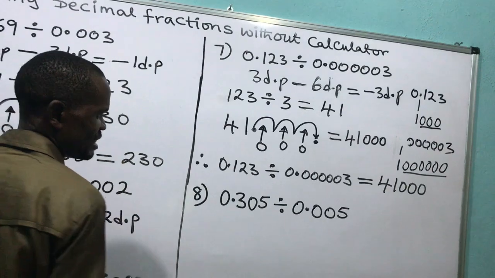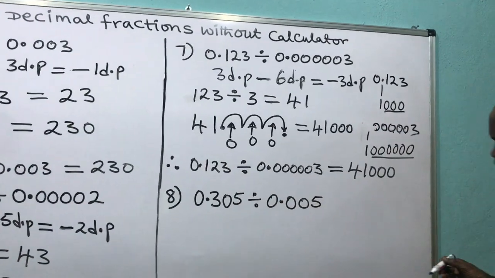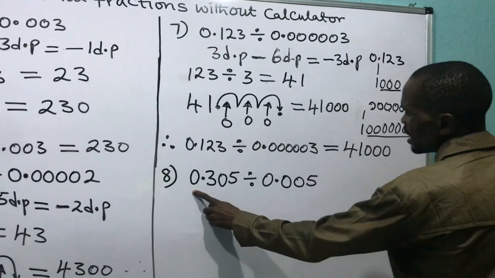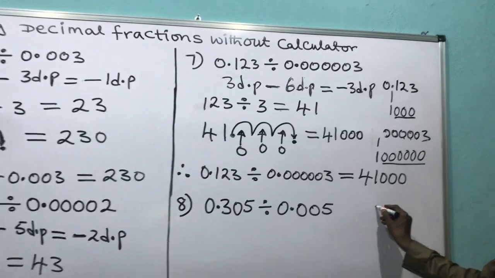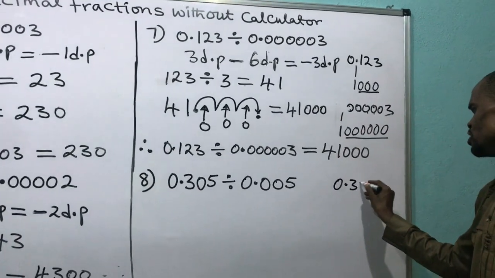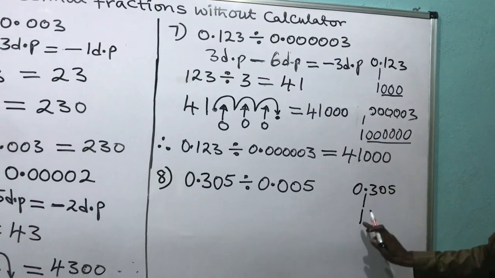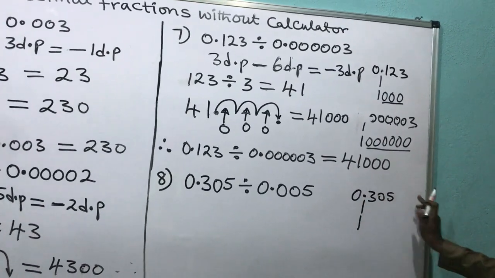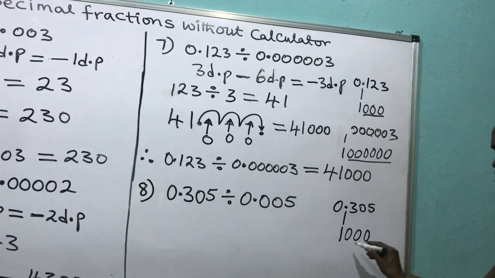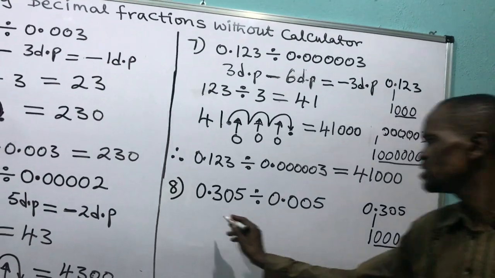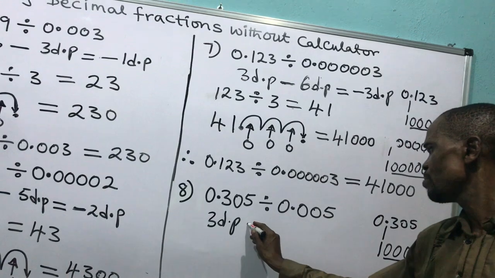Question number 8 says, dividing this with this, I will first of all look for what? How many decimal places on this one? And how many decimal places on this one? I'm going to have 0.305. And how many decimal places are here? I use this dot as 1. And after this dot, other ones will be represented by 0. 3 is 0, 0 is 0, 5 is 0. That shows me that it's 3 decimal places. I have 3 decimal places here. Then division is what? Minus.